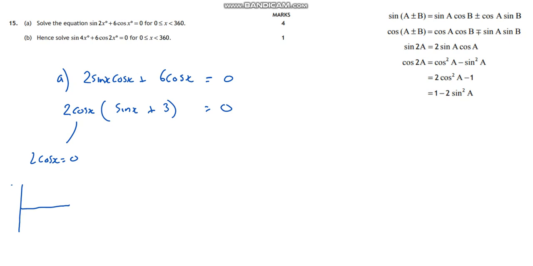2 cos x looks like this, doesn't it? 2 and negative 2. It looks like that. So when is that equal to 0? It's just those 2 points in there, yeah? So that's going to be 90 and 270.